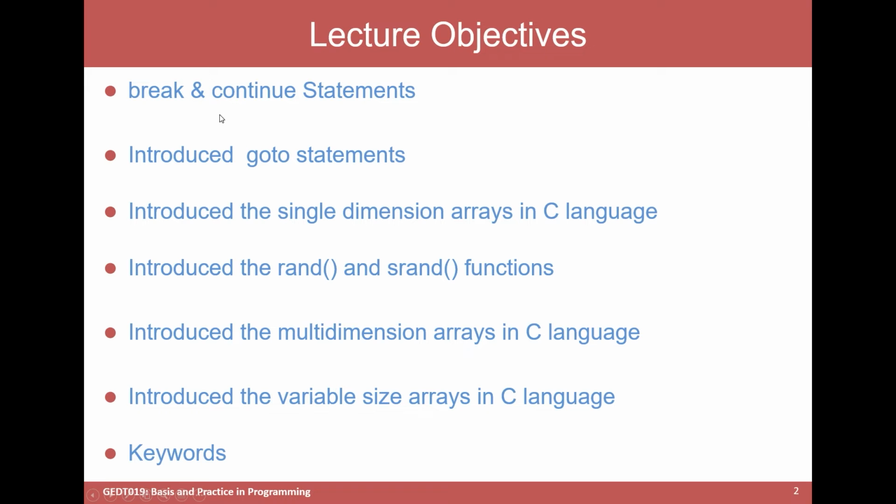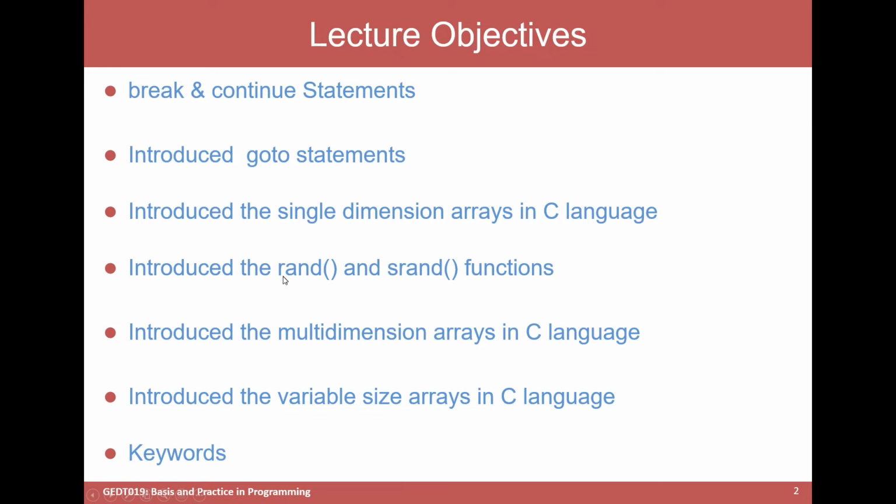This is somehow related to the previous lecture, but I did not include it in the last lecture because I don't want to make the lecture very long. Also we are going to talk about the goto statement. Those are somehow not related to arrays, but I wanted to mention them before I start talking about arrays. Then we will talk about single dimension arrays in C language, and we will see different types of arrays and considerations we need to think about when we are creating arrays in C language.